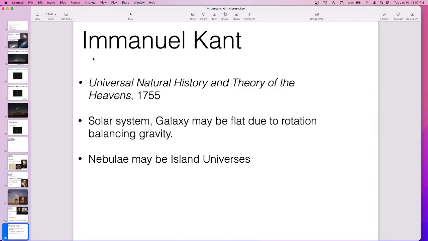Immanuel Kant, who was a philosopher, I guess a scientist. Back in the mid-1700s, what a scientist is kind of still being developed. They were still working on what the scientific method was. He realized that rotation could do it. So if you have something that's rotating, it can support itself against gravity. And that's useful for some things, but not for the whole universe. It's useful for galaxies, for planetary systems, for disks and stuff. And he was one of the first people who proposed that these nebula, and I'll tell you what I mean by nebula, may be what he called island universes.